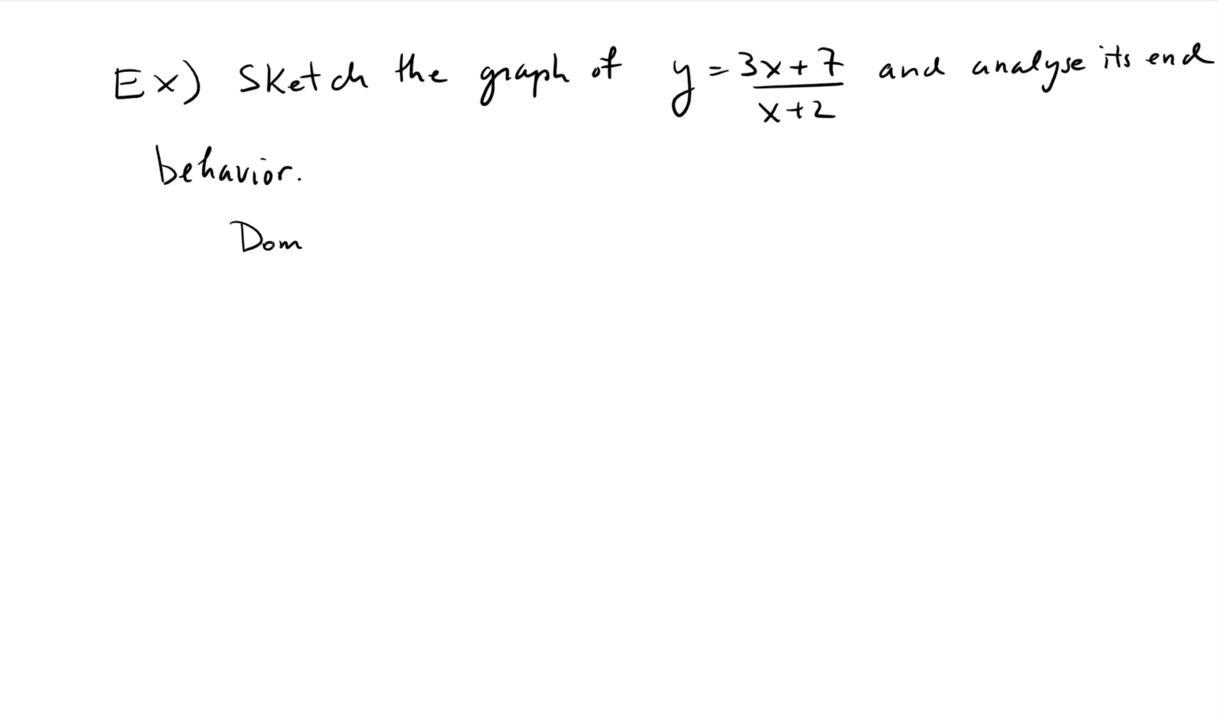Usually you start by looking at the domain of the function, just to see where you're going to actually sketch it, like on which part of the x-axis. So let's look at the domain. It's a ratio of two polynomials, so we do not want to divide by 0, so we have to remove -2 from the reals.